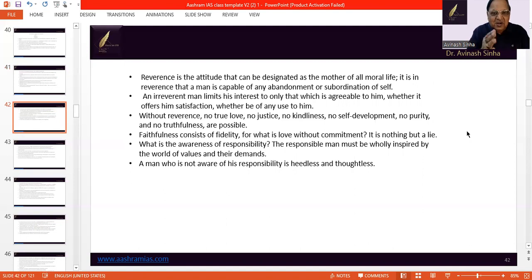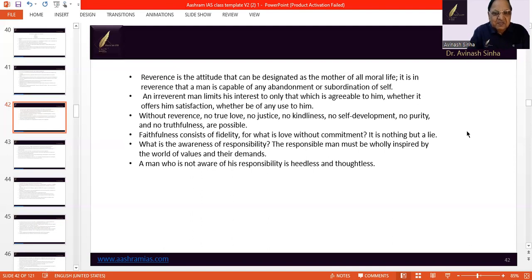Now, there are different kinds of attitudes. One of them is reverence. Reverence is the attitude that can be designated as the mother of moral life. It is reverence that makes a man capable of any abandonment or subordination of self, abandonment towards the objective values, that is, towards values which everybody accepts and appreciates.